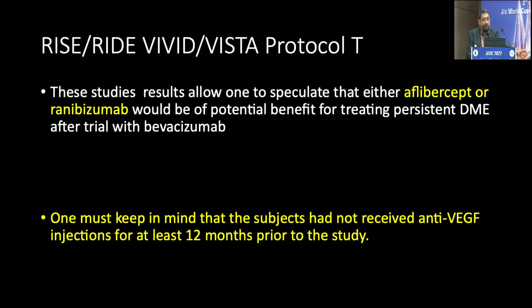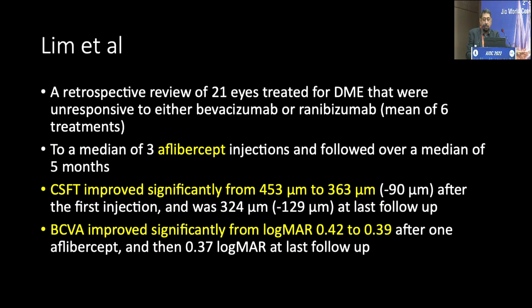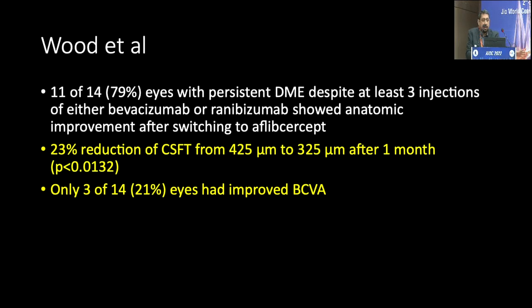So all the studies, I'm just going to go through this very fast. There are 4 studies here. 2 of them said ranibizumab was better than bevacizumab. 1 of them said aflibercept was better. So we know that there is a hierarchy over there, but all of them said that the vision didn't improve. Okay, that is the sad part of it.